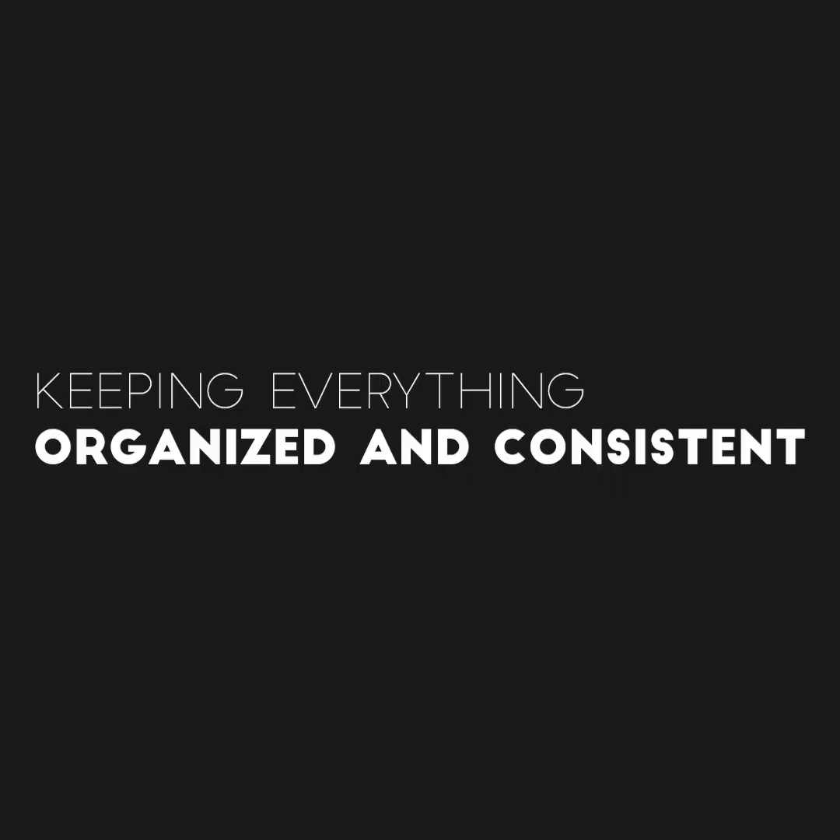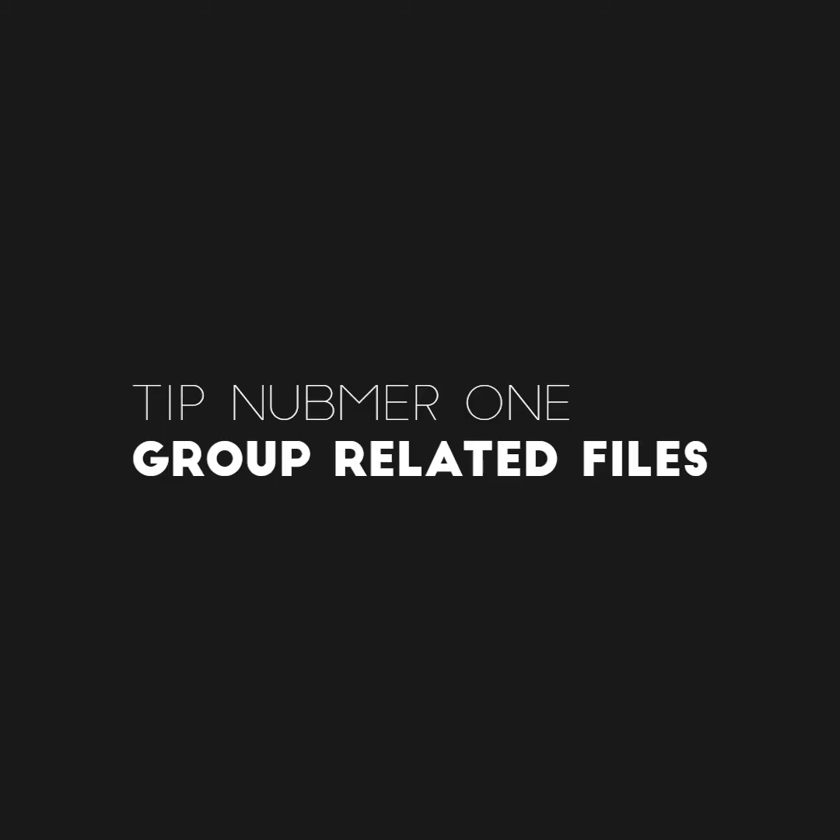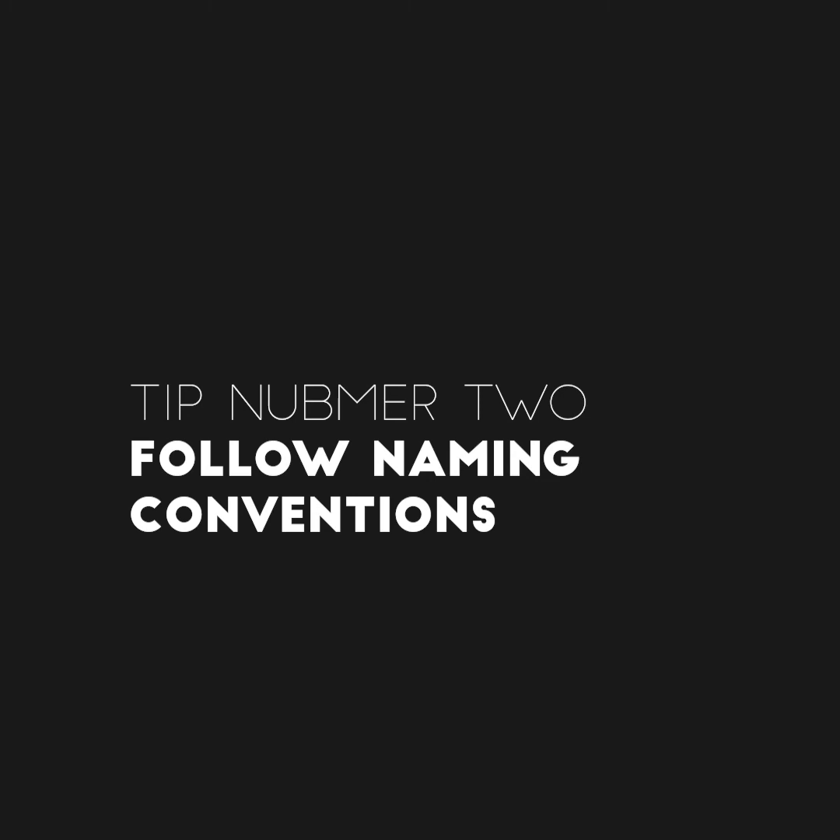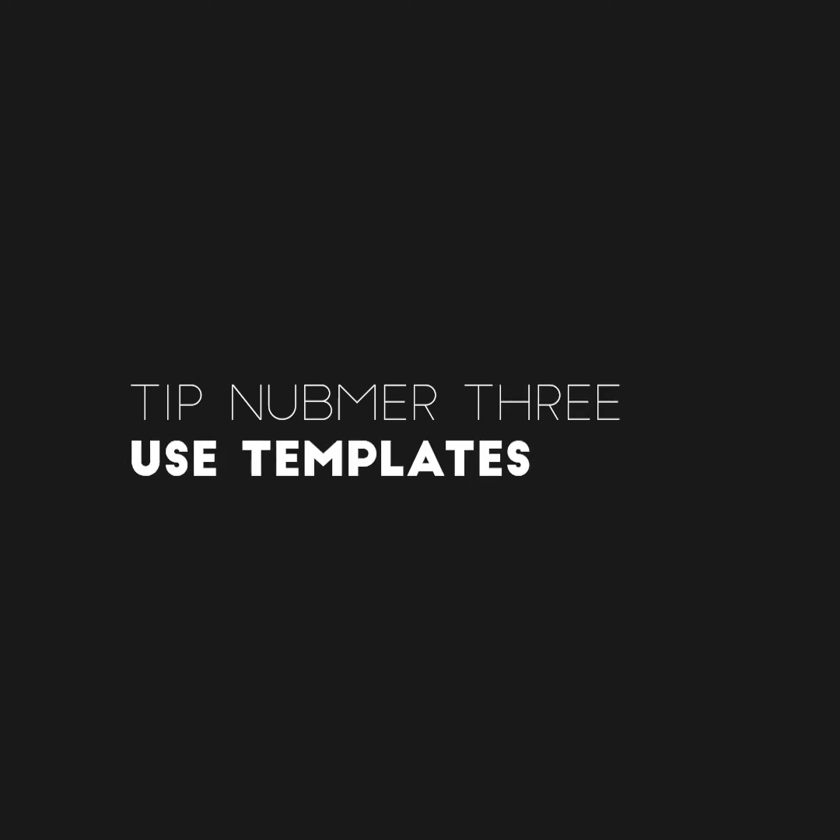Here are some tips on keeping Obsidian and anything digital organized. Number 1. Always group related files in a folder. Number 2. Always follow a specific file naming convention. Lastly, use templates for repetitive file structure in order to reduce human errors and inconsistency.